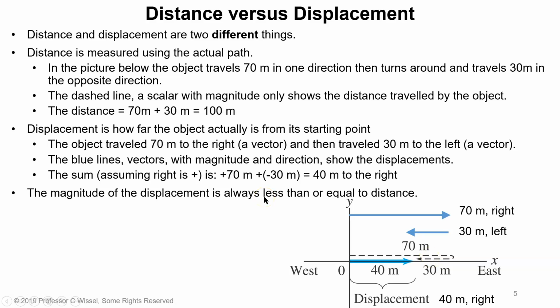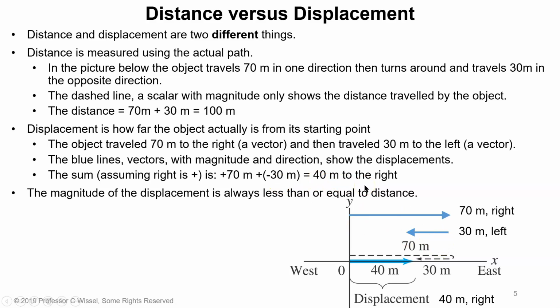Displacement is how far the object is actually from the starting point. Notice that's different than this. It's the straight line distance. It's the smallest distance. So the object travels 70 meters to the right, which is a vector, and then travels 30 meters to the left, which is another vector. The blue lines are vectors right here. They have magnitude and direction. They show the displacement. We're going to assume right is positive. Now, we didn't have to do that. We could make left positive too. It doesn't make any difference. Just have to pick one. Don't change in the middle of the problem. You've got 70 meters plus or minus 30 meters because this one's going to the left.